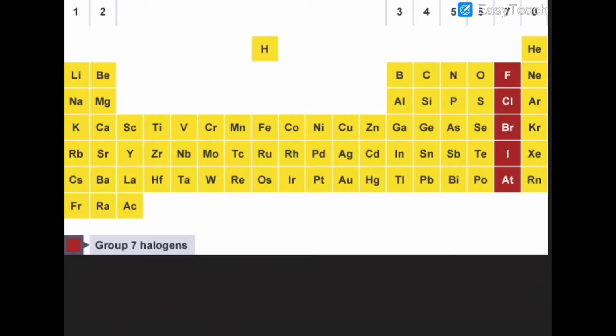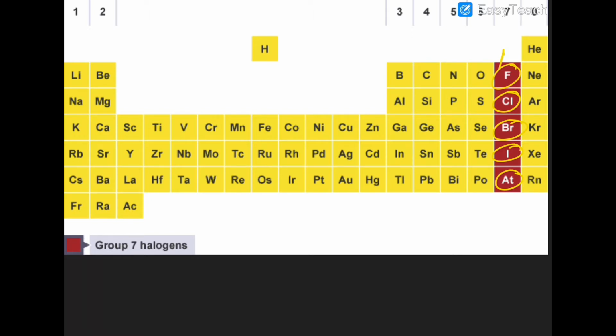Today we are going to discuss the halogen family, that is group 17. So, what are the various elements of this group? We are going to discuss that. The first one is fluorine, then chlorine, bromine, iodine, and then astatine. Astatine is radioactive in nature.